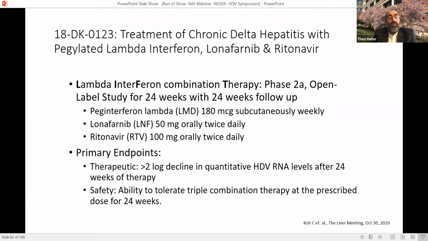In this study, pegylated lambda interferon at 180 micrograms subcutaneously weekly was given together with lonafarnib 50 milligrams twice daily and 100 milligrams of ritonavir twice daily. The primary endpoints were more than a 2-log decline in HDV RNA after 24 weeks of therapy, so end of therapy, as well as safety, the ability to tolerate triple combination therapy at the prescribed dose for 24 weeks. Next slide, please.